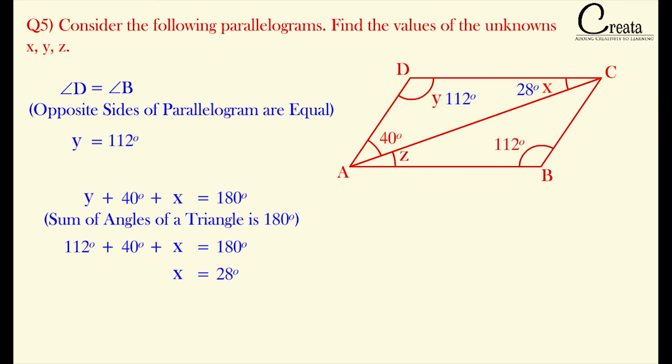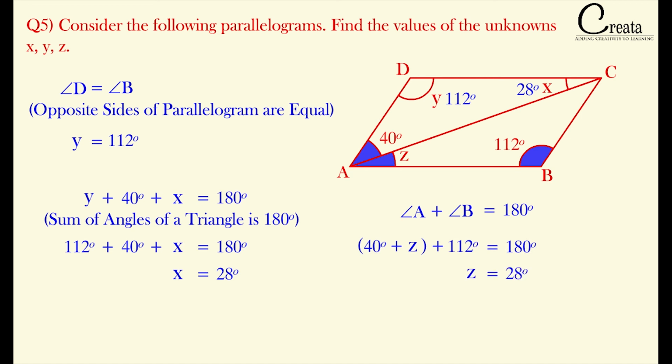We also know the sum of adjacent angles of a parallelogram is 180 degrees. So angle A plus angle B is equal to 180 degrees. We know angle A is 40 degrees plus z, and angle B is 112 degrees. So we got angle z as 28 degrees. So we got x, y and z.